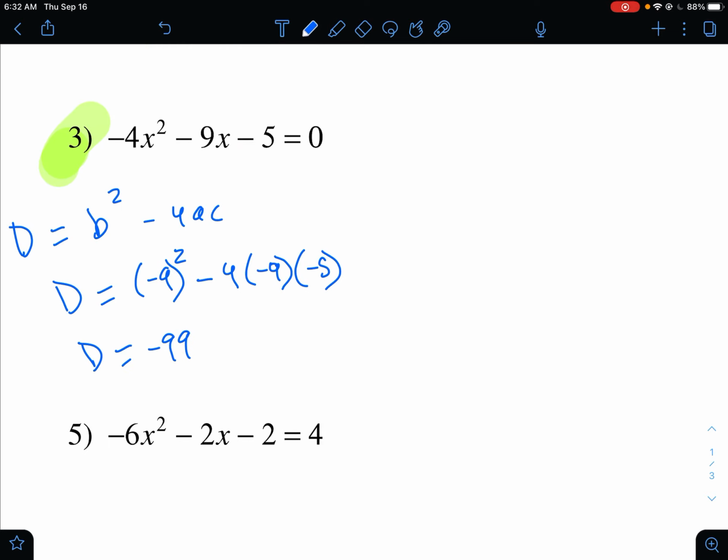So you get this result, and you need to think about it. If this was under the square root, would this result in real answers or non-real answers? Well, this would result in non-real or imaginary answers because you can't do the square root of negative 99 because it's negative. So this being negative lets you know it's imaginary.